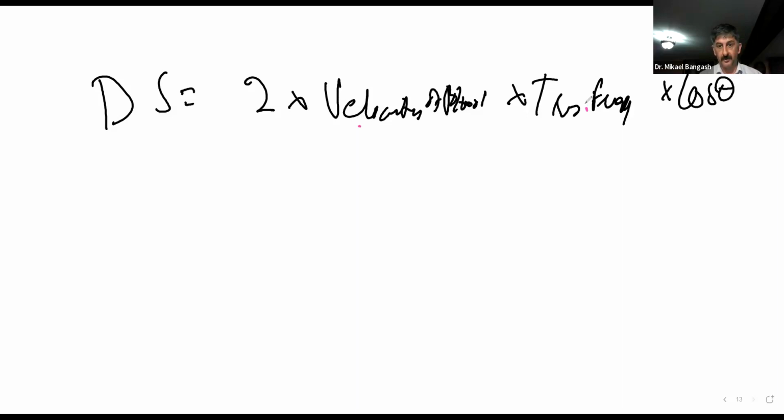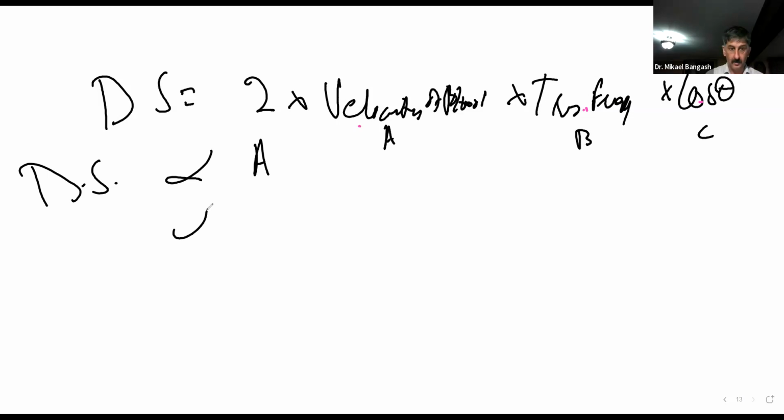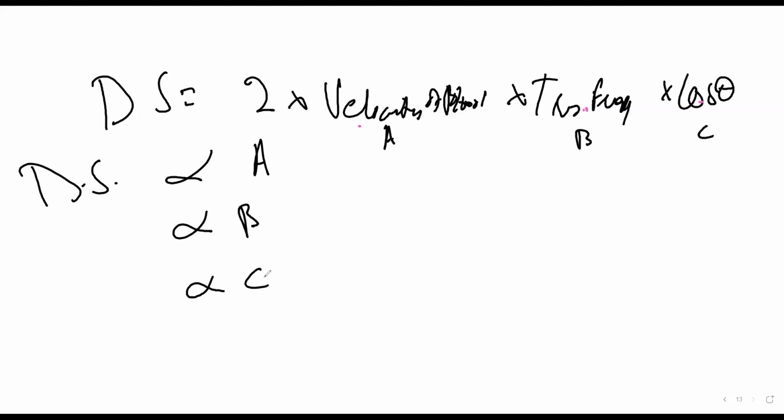Now, this cannot be directly proportional to this. But what we can say with surety is that if we call these A, B and C, the Doppler shift is directly proportional to A, also directly proportional to B, and also directly proportional to C. Did that make sense? Right, let's take an example.